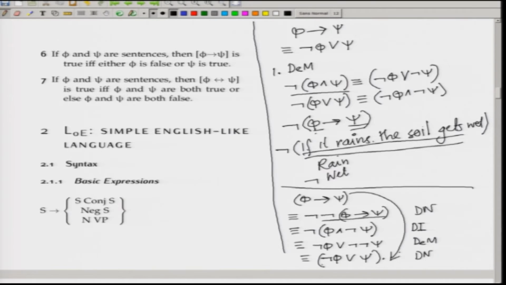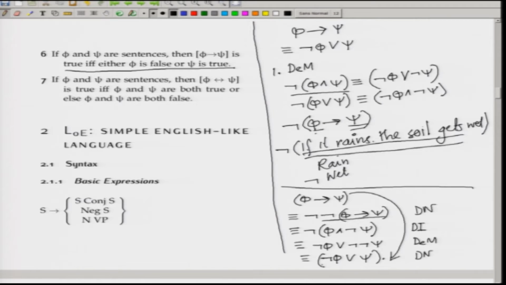So basically we are trying to reduce if-then into not and or, and that is exactly what is being done here. So if phi and psi are sentences, then phi implies psi is true if and only if either phi is false or psi is true. We understand what is being said here.